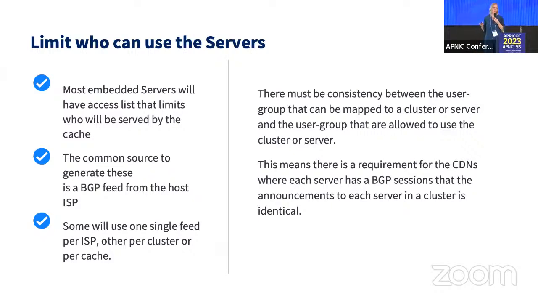This means that when the ISP is building their BGP feeds to the servers or to the CDN, they must make sure that they're consistent in announcing the same IP space to all the servers in the same cluster, to make sure that there's consistency between who is allowed to use them and who is meant to use it, and the content that is being placed on the different servers.